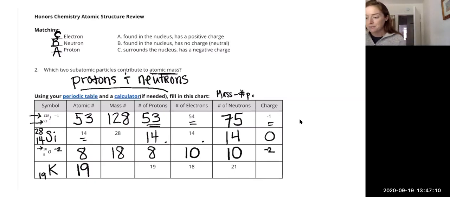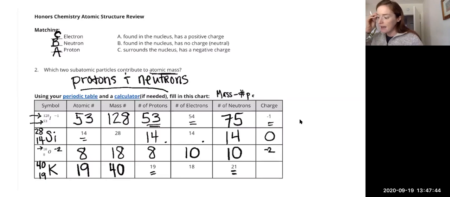Now, how do we figure out its mass? They didn't tell us this time. So this time we have to figure out mass. Which 2 particles do we need to add together? We've got to add the protons and the neutrons. Nicely done. And so what's 19 plus 21? 40. And that's going to be its mass that goes at the top left of the symbol. And also in this box here. Okay, great, we're almost done.